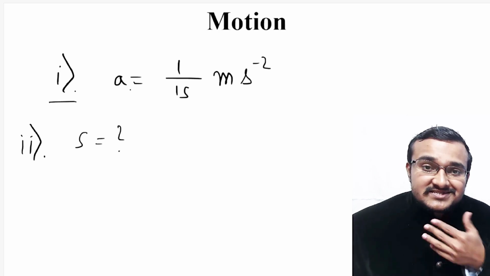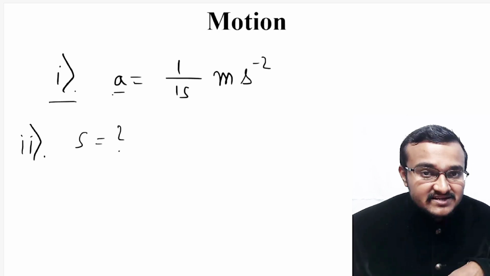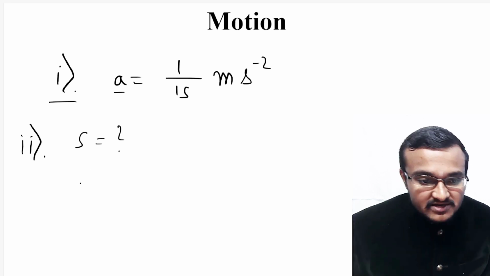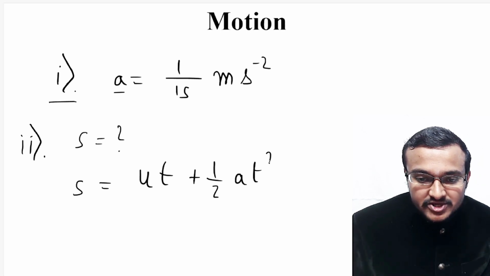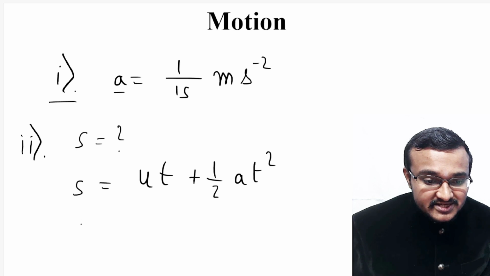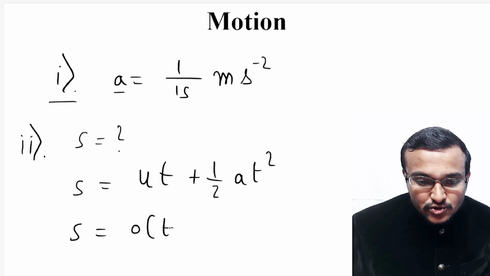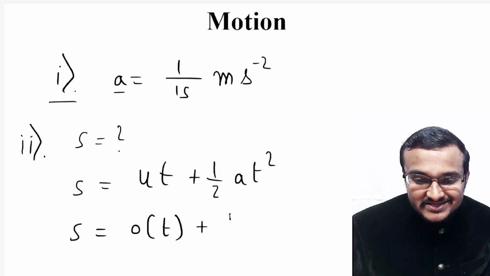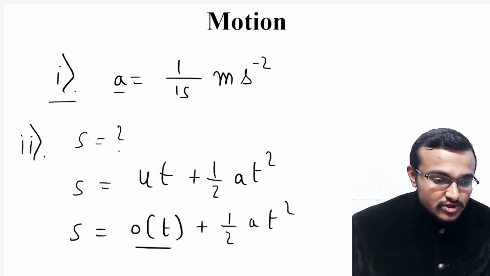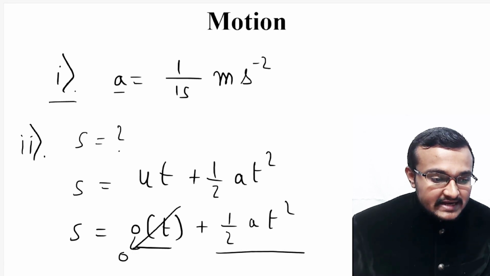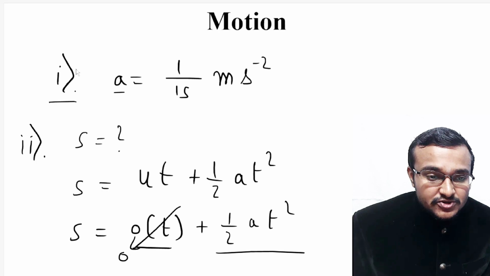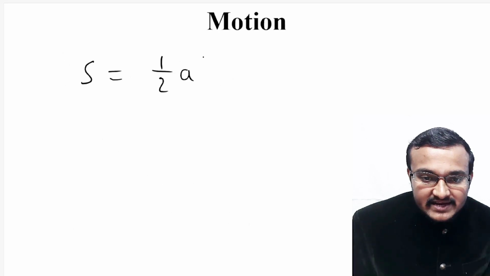So directly you can use the second equation, because here you already got acceleration. The second equation is s is equal to ut plus half at square. Here u is the initial velocity, so s will be equal to 0 into t, because the initial velocity is 0, plus half at square. Now 0 into anything will be 0, so this term becomes 0, and only half at square will remain on the RHS. So the distance s is equal to half at square.